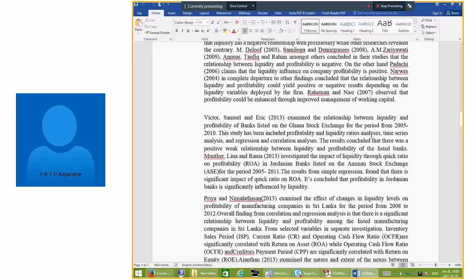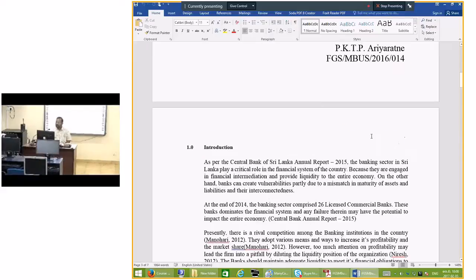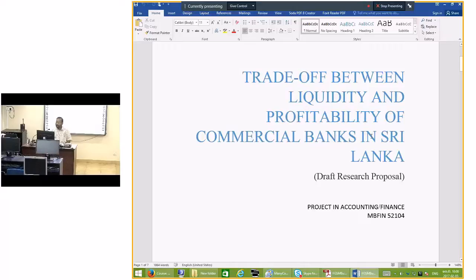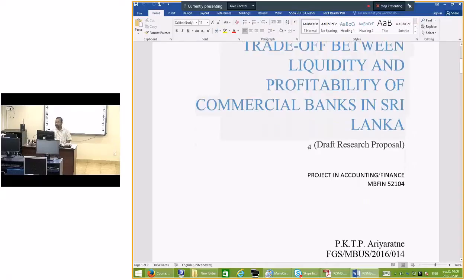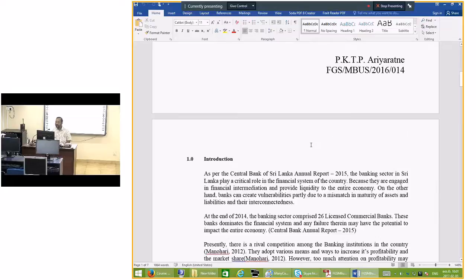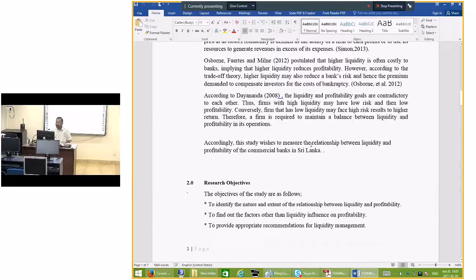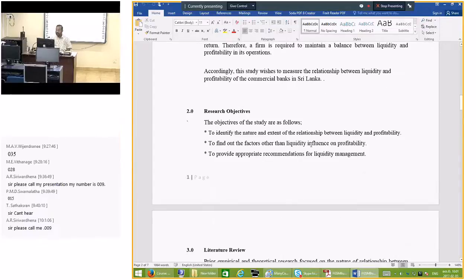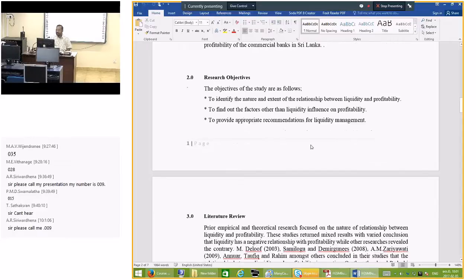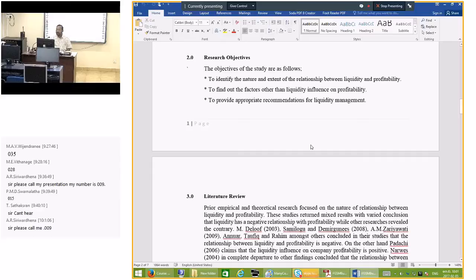Tushani, now, the topic is liquidity and profitability of commercial banks in Sri Lanka. There is no need to discuss a trade-off between liquidity and profitability of commercial banks in Sri Lanka. Everyone knows, it is very clear. First, you have to state your objective. Can you see your document on the screen?